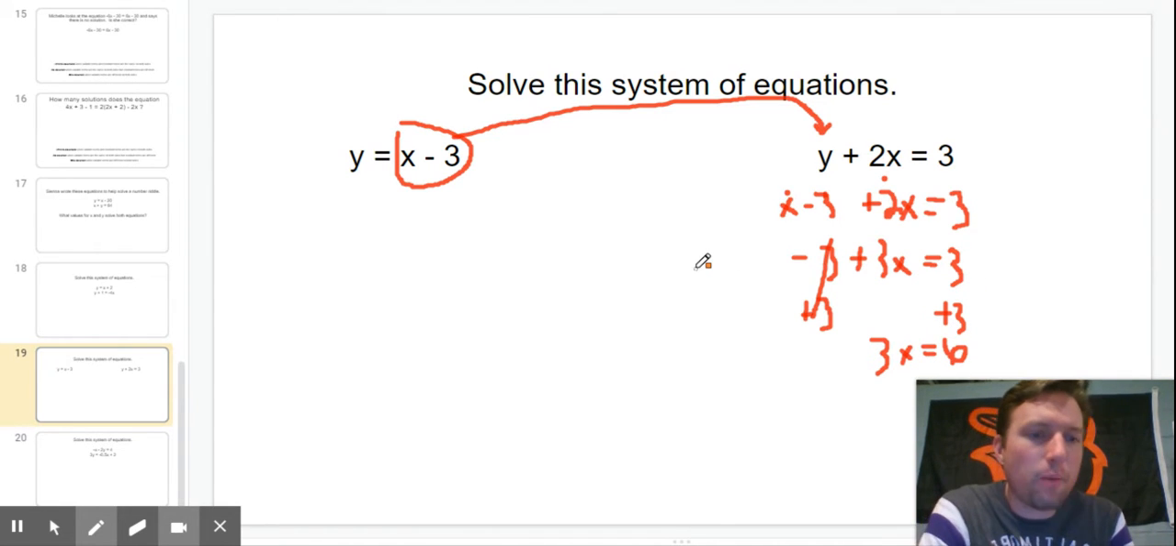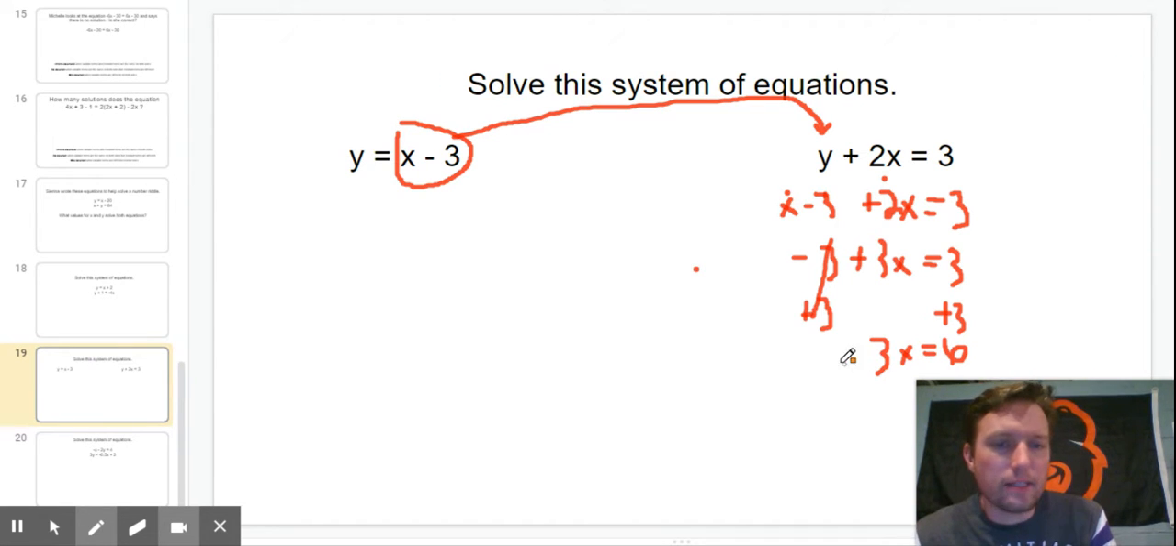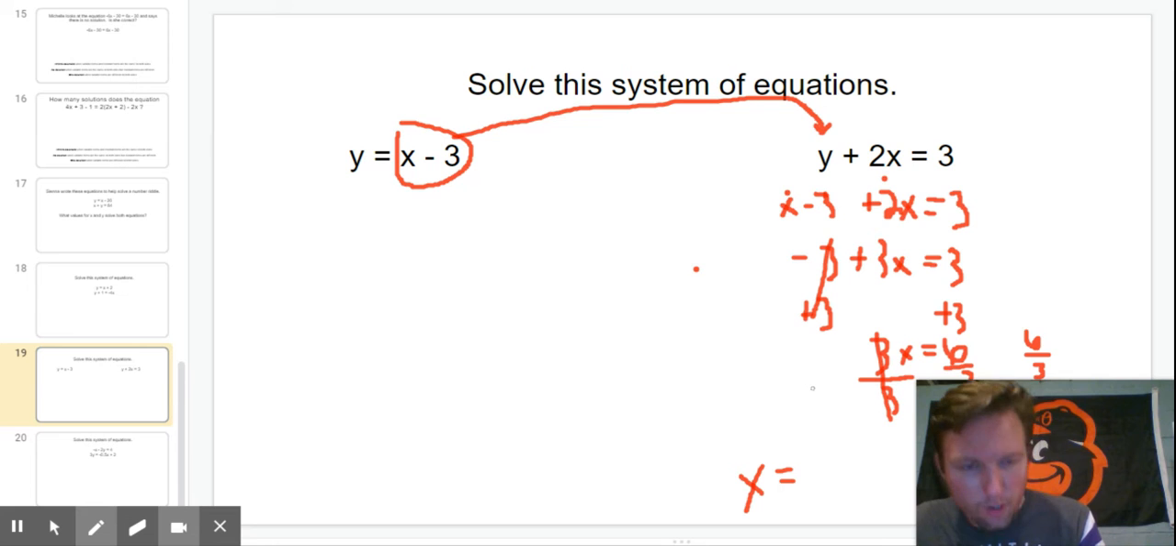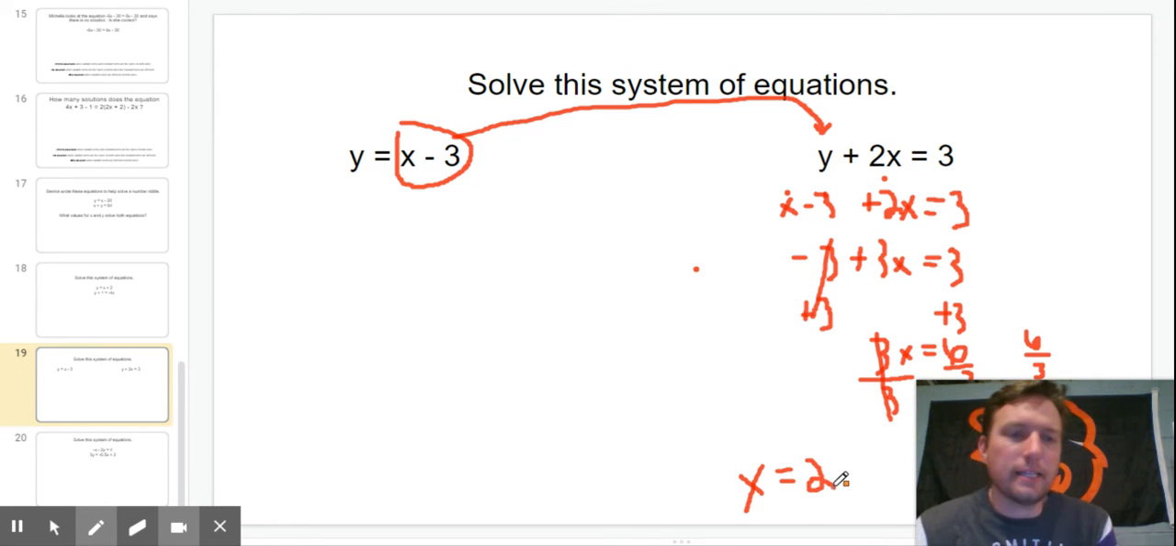Now, how would I get my variable by itself? If you said divide, you were correct. I'm going to divide by 3, because 3 divided by 3 cancels itself out. I get 1, and I'm left with just x. x equals 6 divided by 3. I'm running out of room because my face is in the way, so let me write it over here. 6 divided by 3 is 2. So x equals 2.